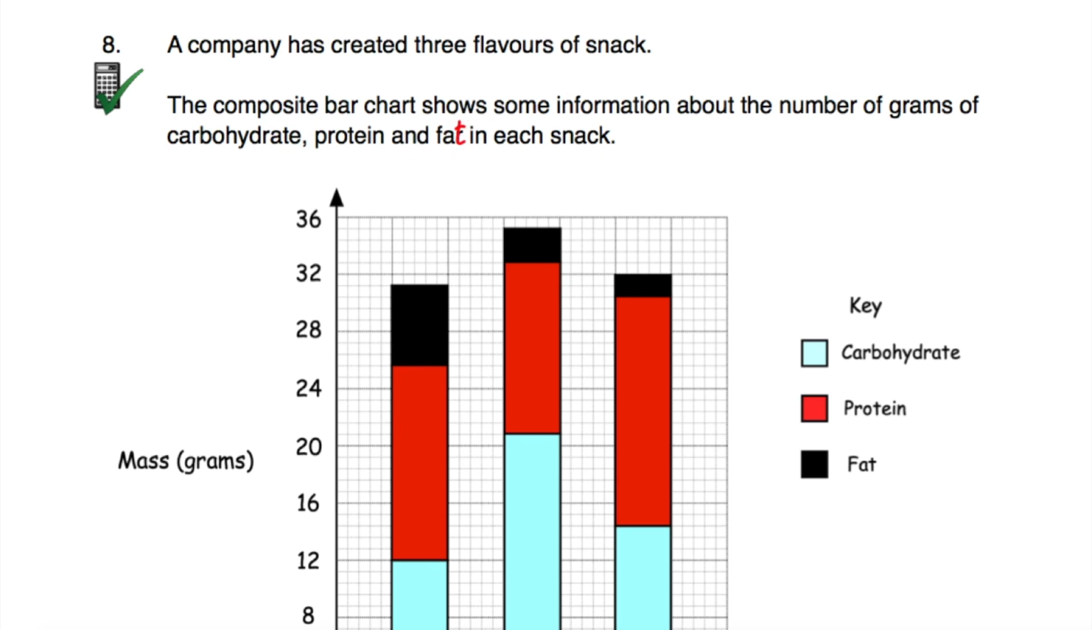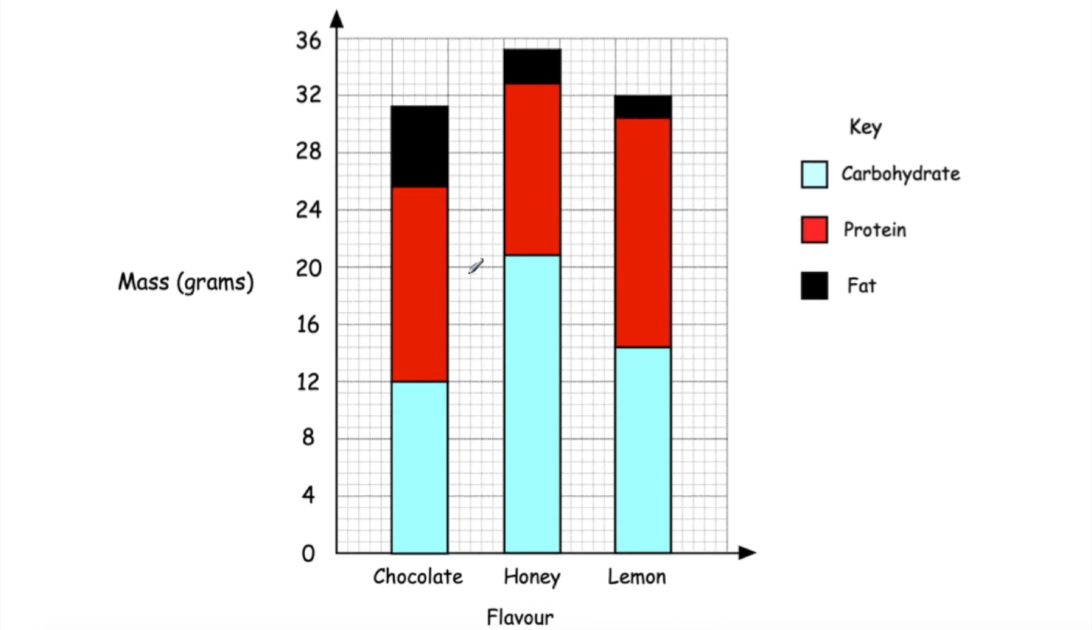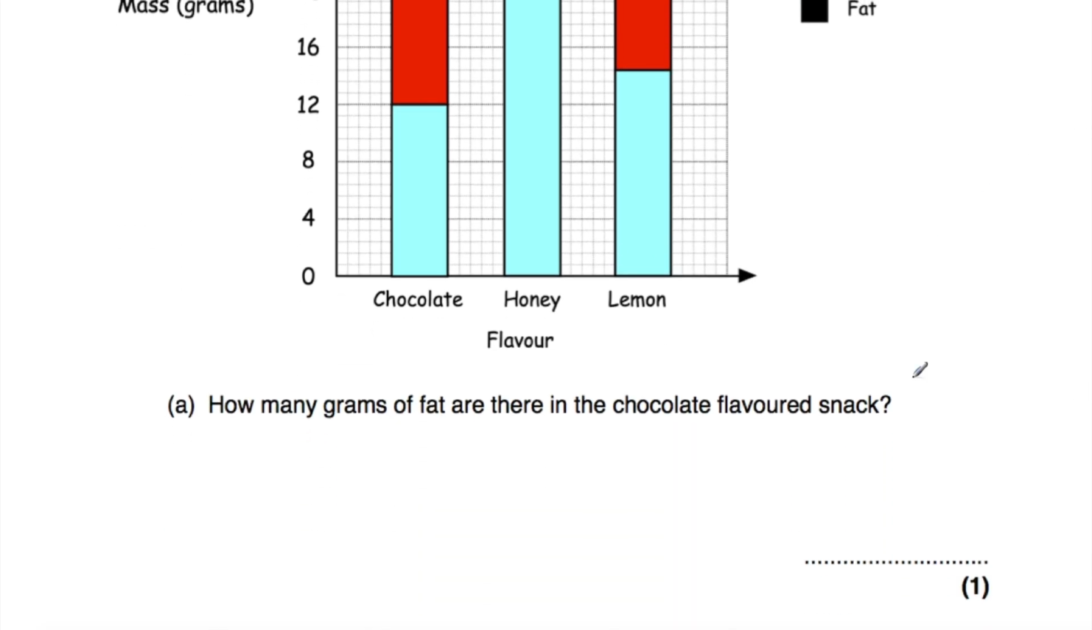So this is the carbohydrate in light blue, in red we've got the protein, and in black we've got the fat, and we've got the mass, so that's the number of grams going up vertically, and we've got the flavors. There's a chocolate flavored snack, a honey flavored snack, and a lemon flavored snack. And the question says, how many grams of fat are there in the chocolate flavored snack?